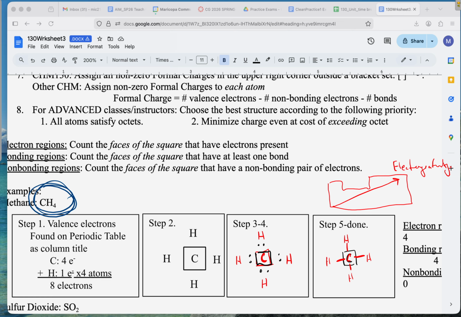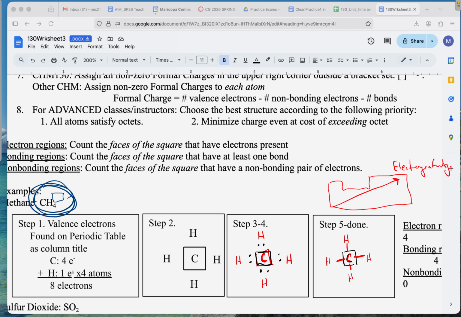Is our compound charged? Where do we see charge? In the upper right-hand corner. What do you see in the upper right-hand corner? Nothing, which means no charge. Since there's no charge, there's no need to show brackets, and I'm done. Okay, that's the end formally of Lewis structure.